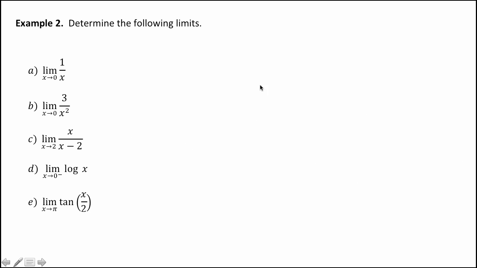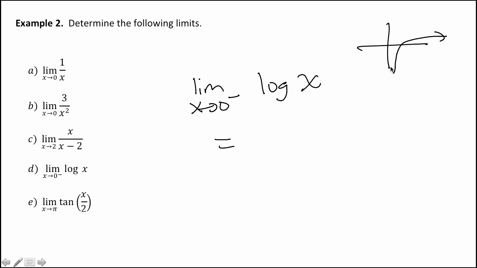Alright, so let's do the log. Here we're just doing the one-sided limit, not the overall limit, so we're good here. So remember how logs look like. The graph of log looks like this. Vertical asymptote at x equals 0. If you didn't know the graph, that's okay, because you try to plug in 0 as long as you know that you cannot do log of 0, because log of 0 is undefined, right?